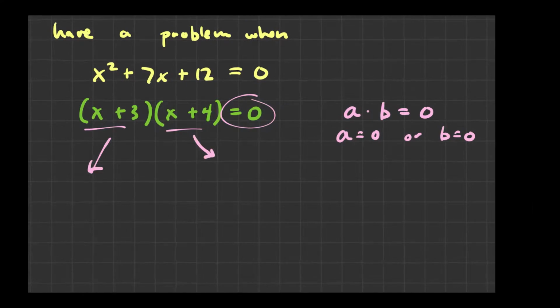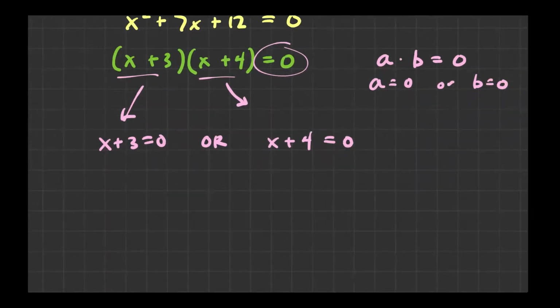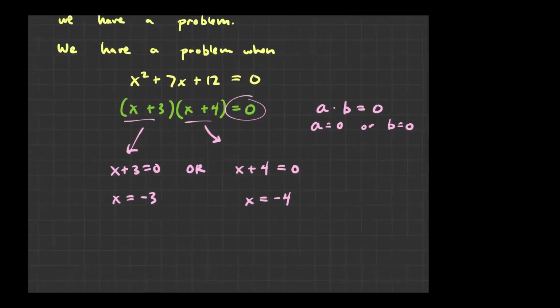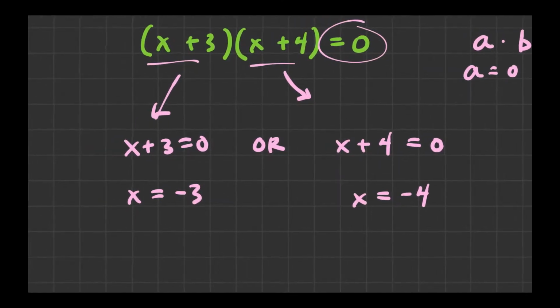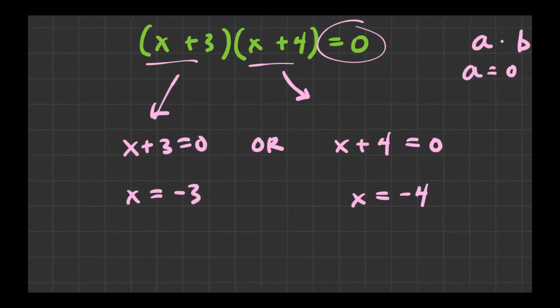So that would be, well, when x plus 3 equals 0 or x plus 4 equals 0. So the first equation, pretty straightforward. x is equal to negative 3, and here x is equal to negative 4. Okay? So those are the values that give us a problem. When x is equal to positive 3, or sorry, I said positive 3. I meant to say when x is equal to negative 3 or x is equal to negative 4. So that's where our problems are, right?